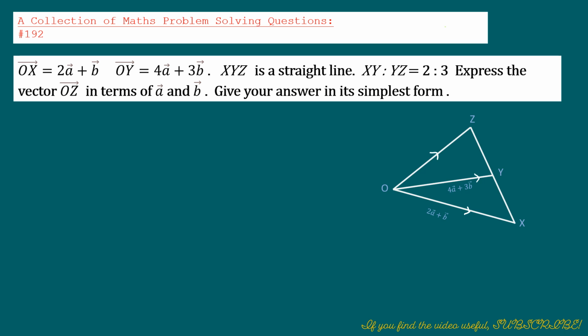Vector OX equals 2a plus b and OY equals 4a plus 3b. XYZ is a straight line and XY is to YZ equals 2 is to 3. So that is, if you had this XY, so that's 2, then this would be 3. Express the vector OZ in terms of a and b. Give your answer in its simplest form.